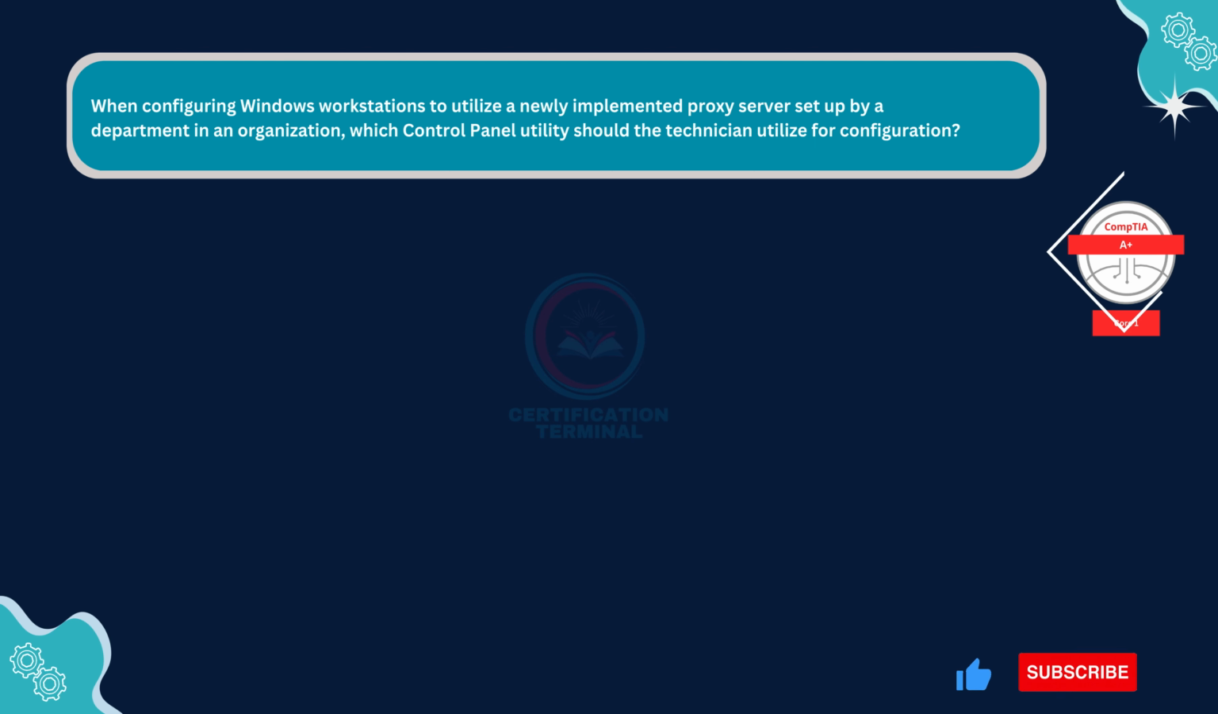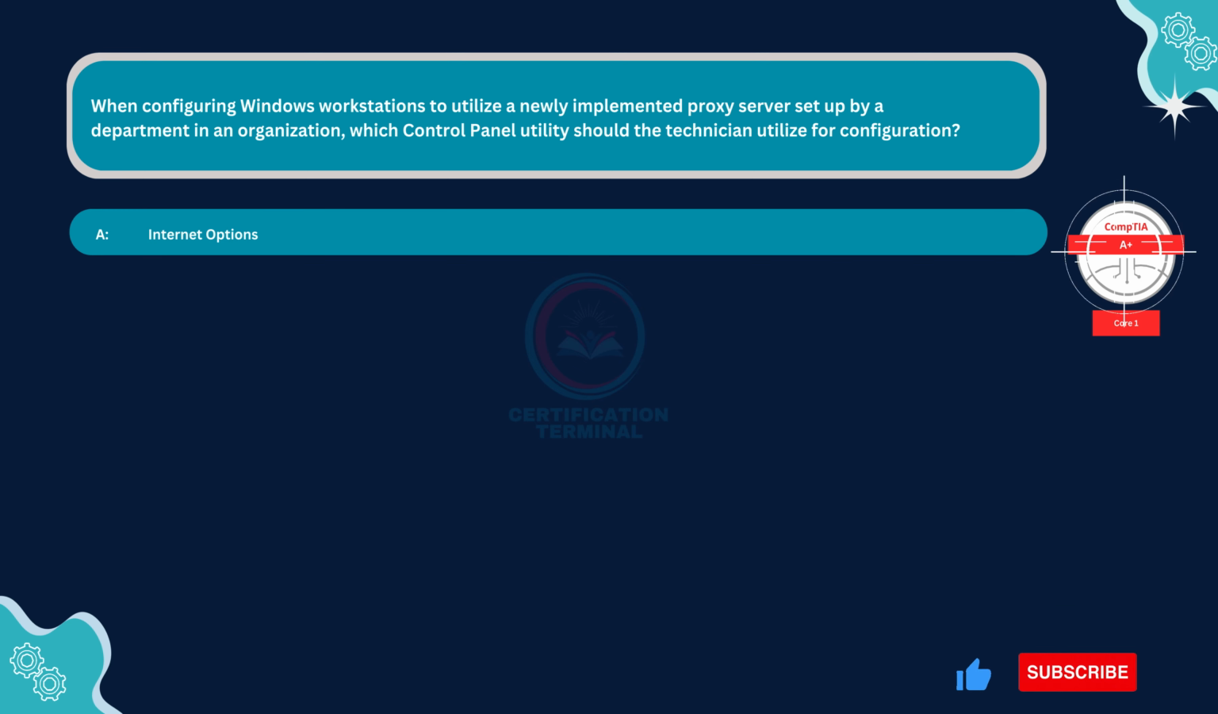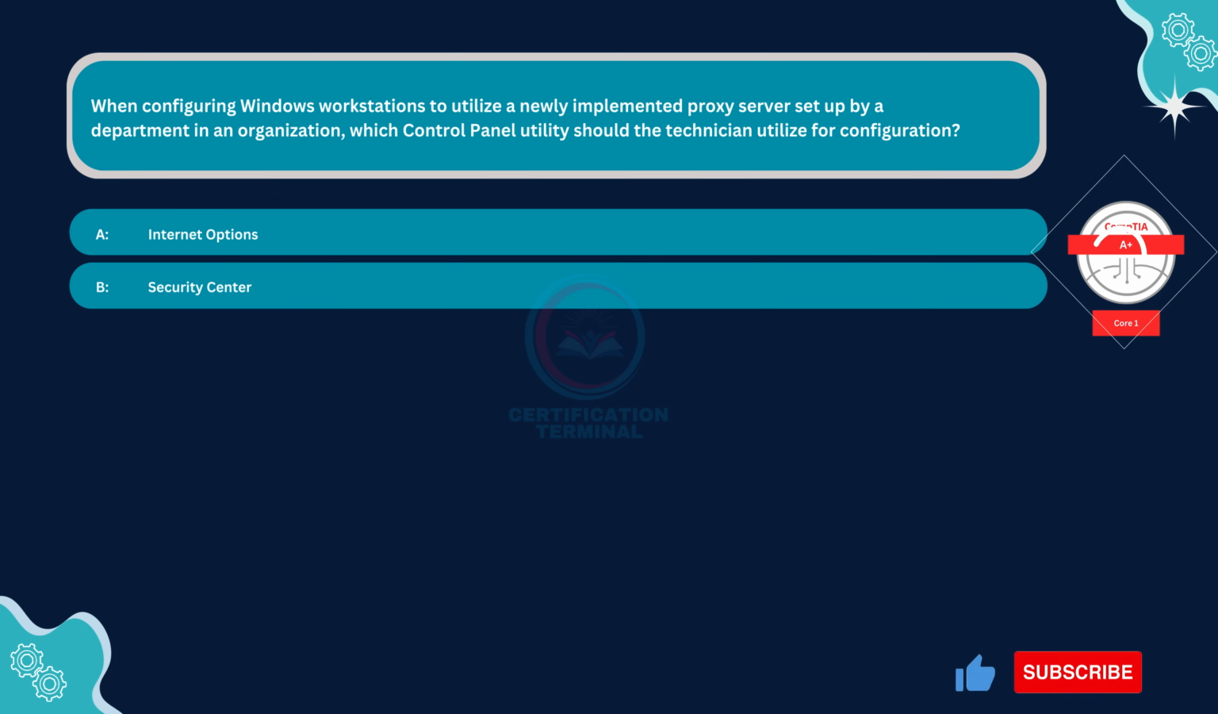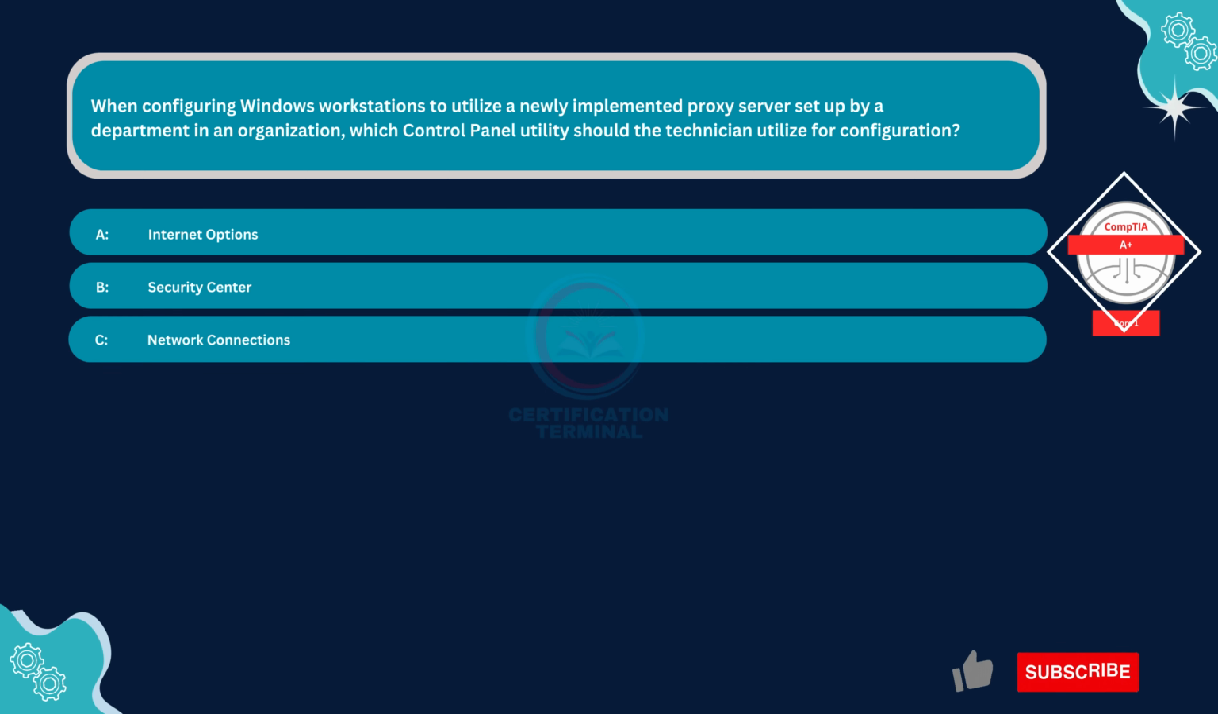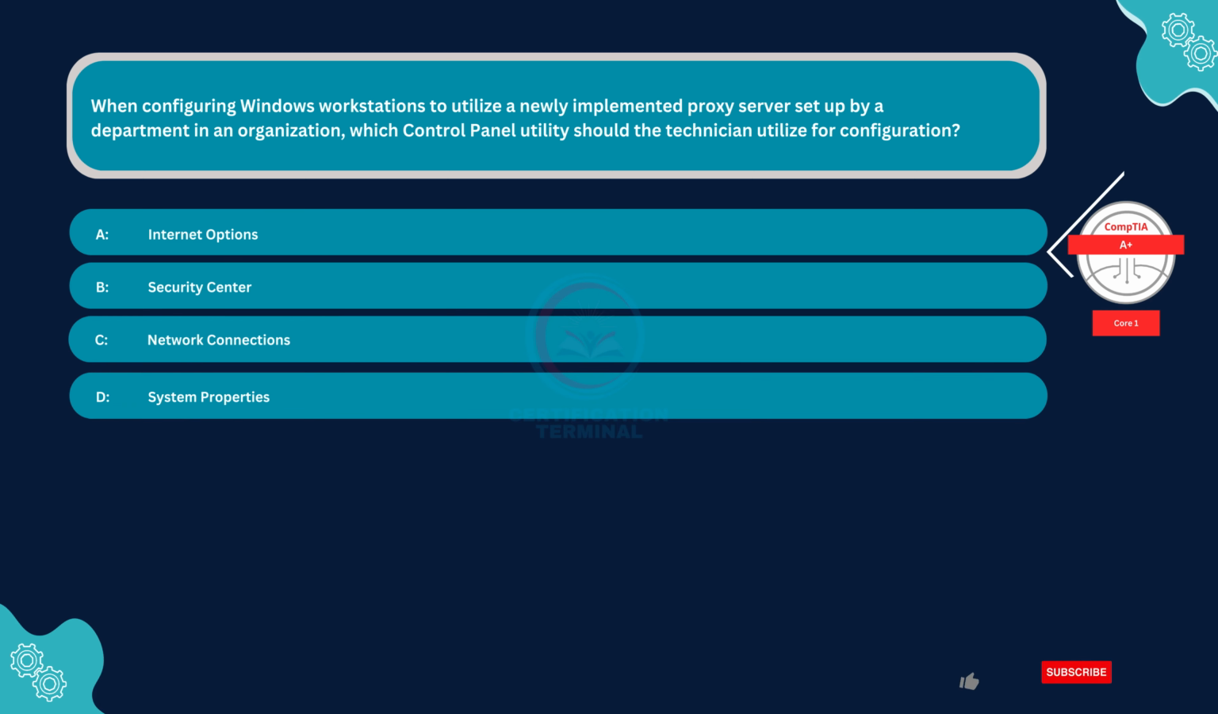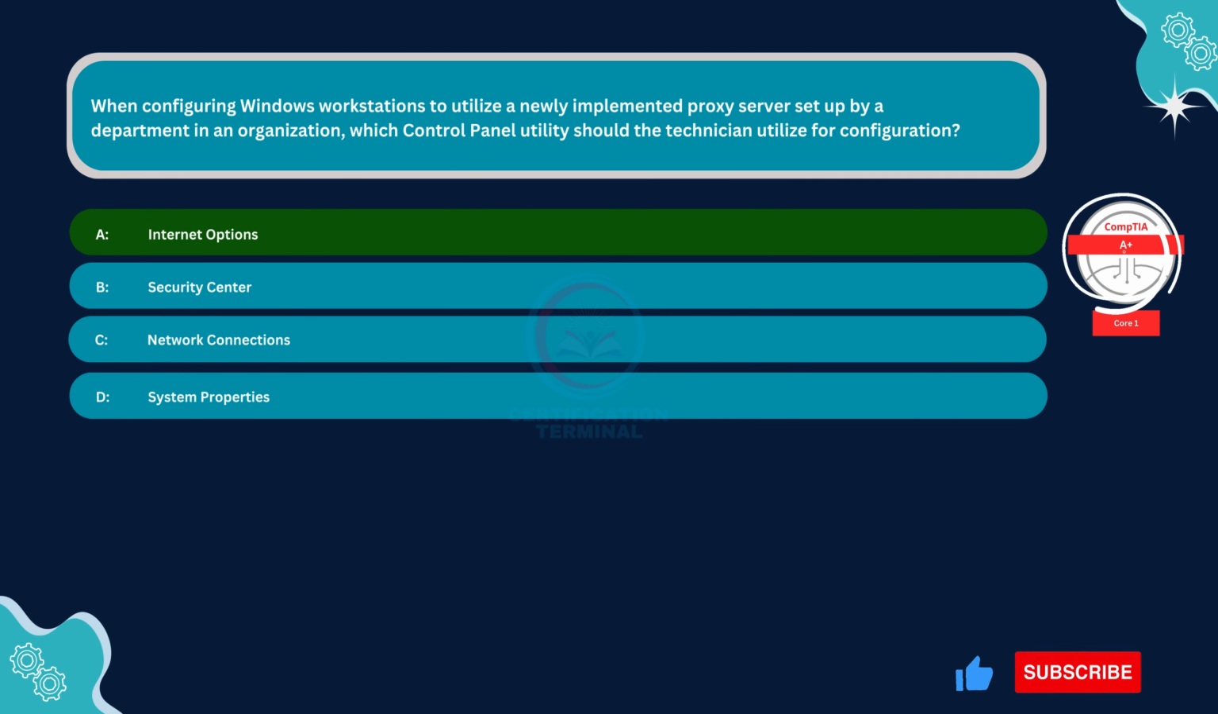When configuring Windows workstations to utilize a newly implemented proxy server set up by a department in an organization, which control panel utility should the technician utilize for configuration? Option A, Internet Options. Option B, Security Center. Option C, Network Connections. Option D, System Properties. The correct answer is Option A, Internet Options.